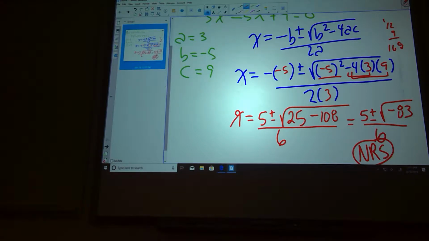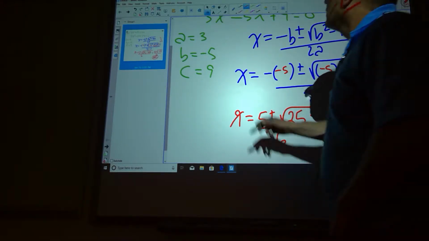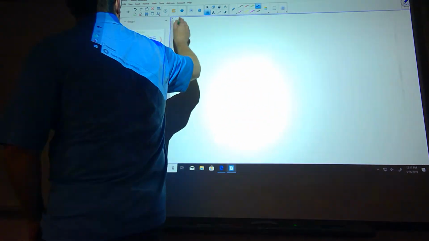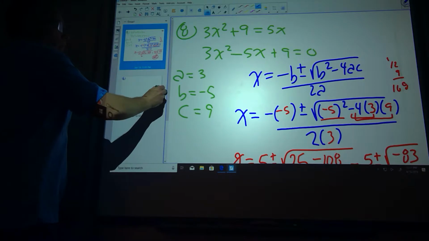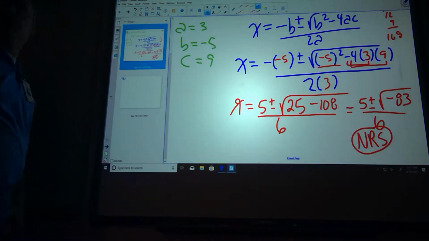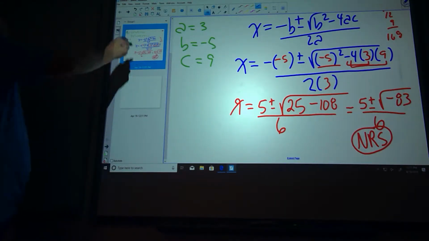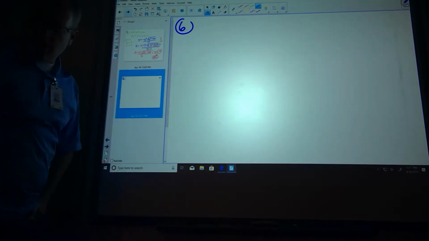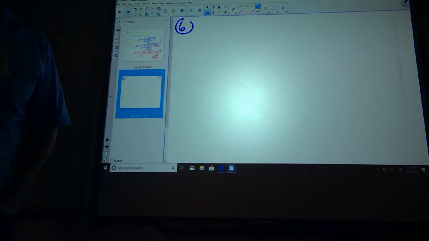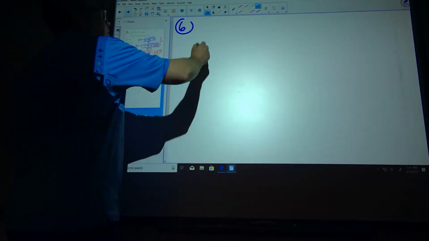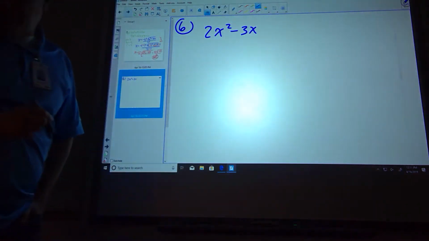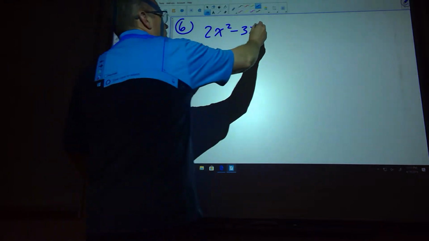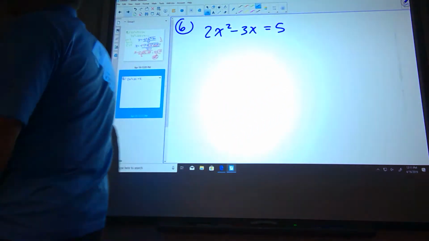Cool? What else did you see on the homework? Yeah? 6. 6, you got it. Wait, what problem did you just do? 8. Is that okay? Yeah. So we're going to do 6 now. Number 6. 2x squared minus 3x equals 5. Is that the right one?